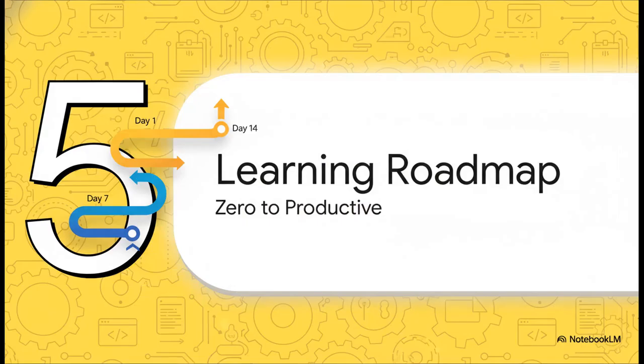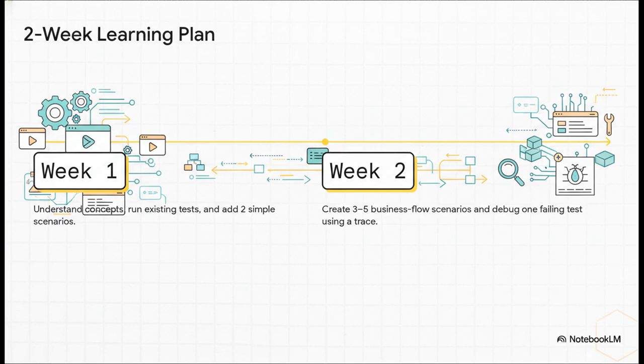I know this might feel like a lot to take in, but the paper actually lays out a super clear, step-by-step plan to get you from knowing nothing to being productive in just 2 weeks. It's a real journey designed to build your skills steadily. So, in your first week, the goal is just to find your feet. Understand the core ideas, run the tests that are already there, and try adding just 1 or 2 simple scenarios yourself. Then, in week 2, you start building on that. You start creating more complex tests that follow a real user's journey, and you even learn how to use Playwright's amazing trace viewer to figure out why a test failed. It's a totally achievable path.